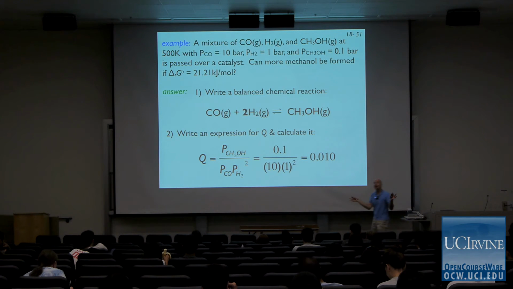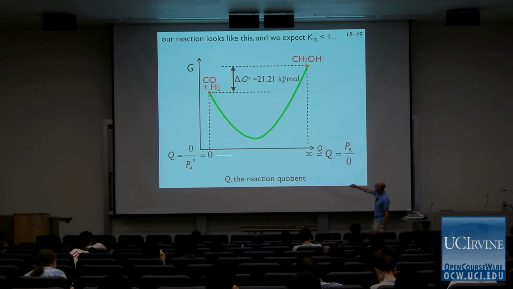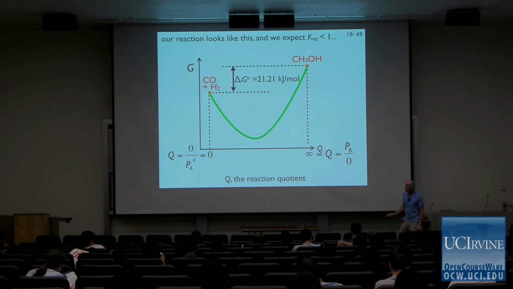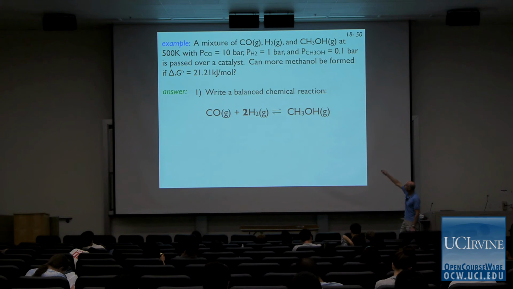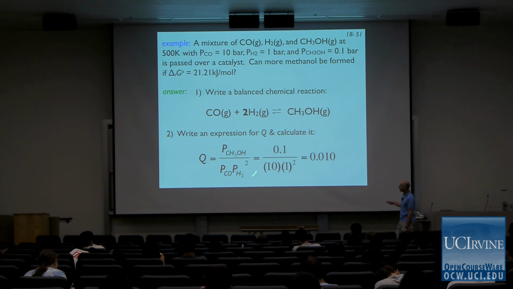There are an infinite number of reaction quotients. These are all different reaction quotients that vary between 0 and infinity. All right, so what we want to calculate is the reaction quotient that corresponds to the initial conditions that were given. I should have called it something special, but I didn't. I just called it the reaction quotient. It's the partial pressure of methanol divided by the partial pressure of CO multiplied by the partial pressure of hydrogen squared because there's a 2 in front of the hydrogen.